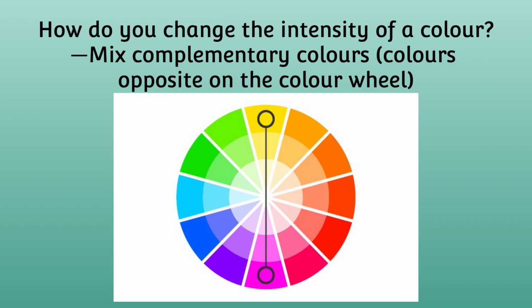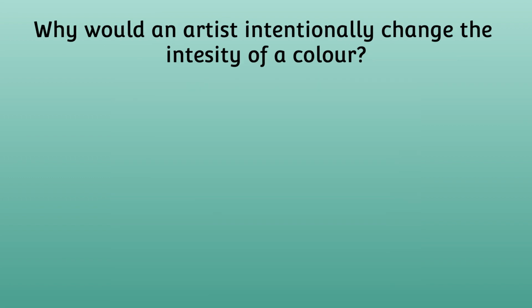So how do you change the intensity of a color? One way to do so is to mix complementary colors, being those that are opposite on the color wheel. Why would an artist intentionally change the intensity of a color? Well, for one, artists want to create realistic colors in their paintings.